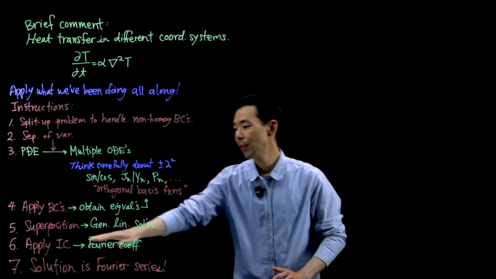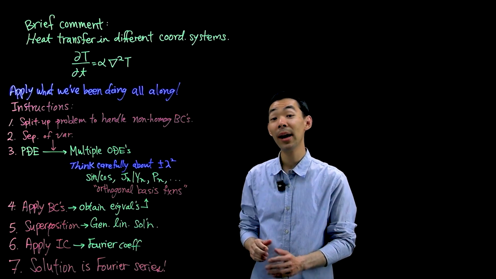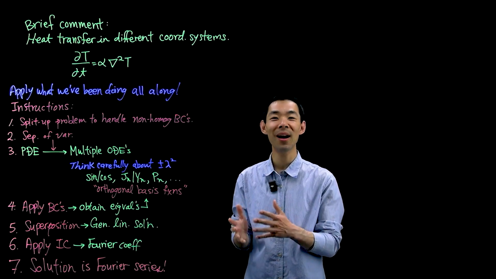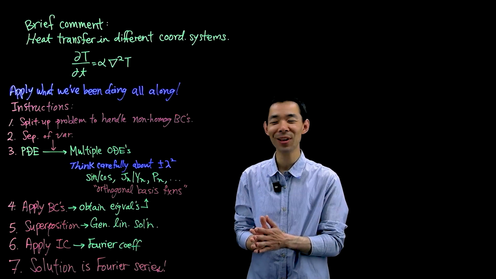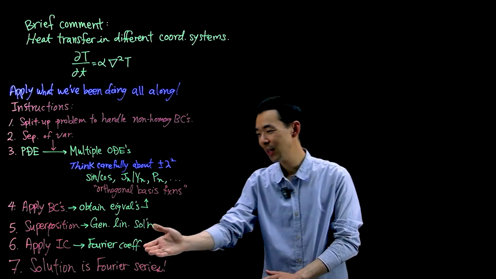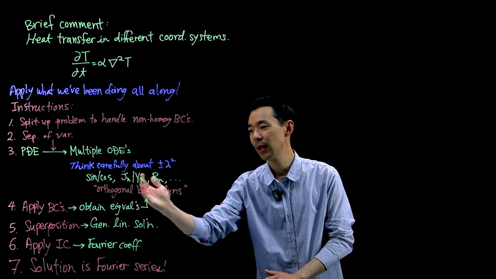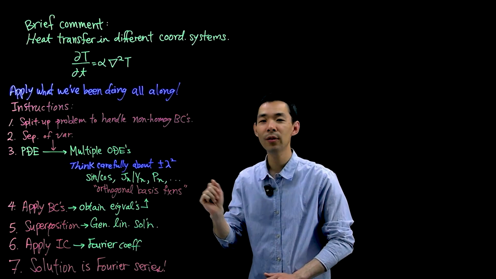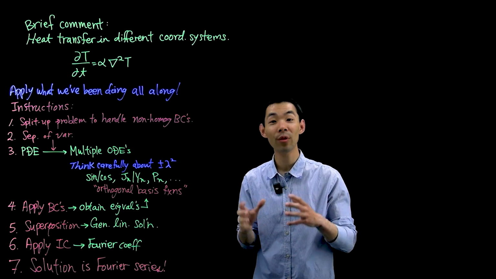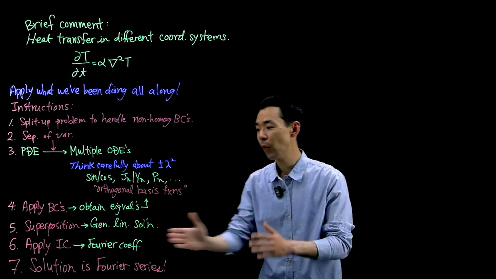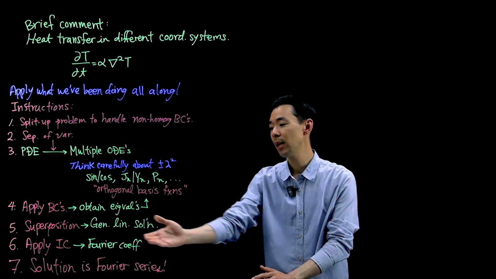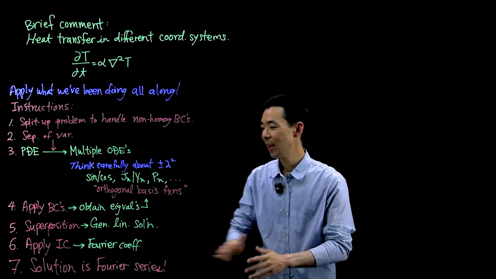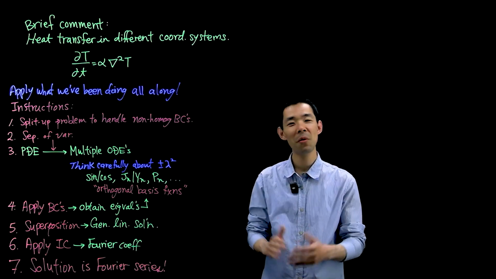Next, you apply your initial condition, and by this point, you should only have one constant of integration, one unknown parameter left over in your solution. You use orthogonality because sines and cosines, Bessel's functions, Legendre polynomials, cylindrical, spherical Bessel's function, they're all orthogonal functions, and therefore you can use orthogonality to obtain your Fourier coefficients at the end. And step number 7, you obtain your solution.